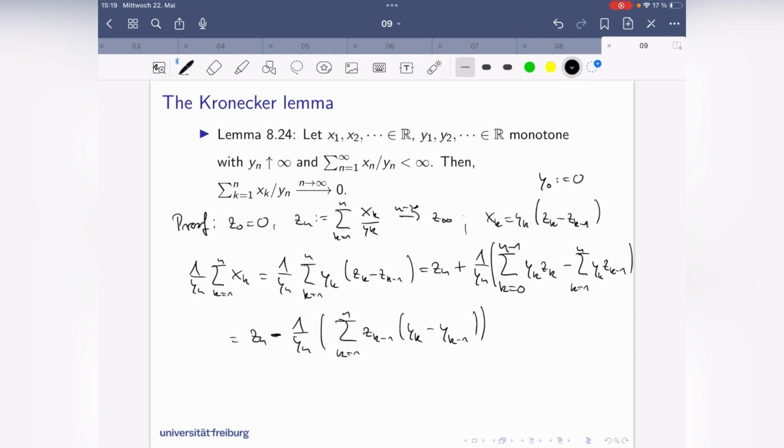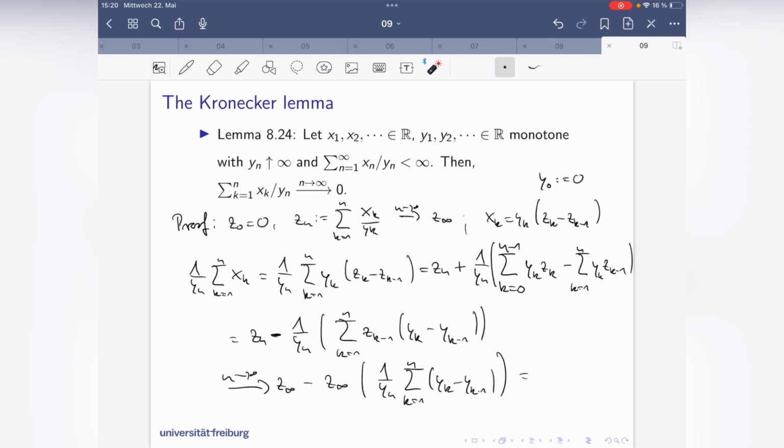And that means this here converges as n goes to infinity to z infinity minus, and here I can pull out the z infinity as well. And what remains, 1 over yn, sum k from 1 to n, yk minus yk minus 1. And of course, this here is a telescoping sum. That is yn divided by yn, which is 1, and that means this is exactly 0. Yeah. And now we have proved the Kronecker lemma.